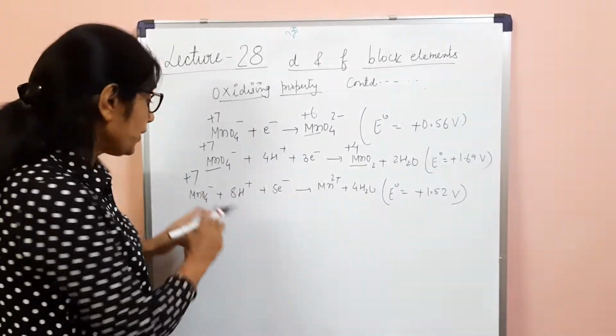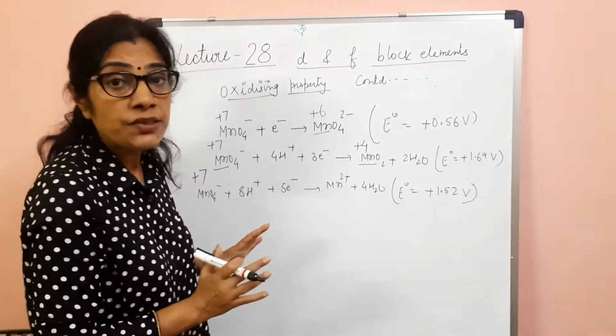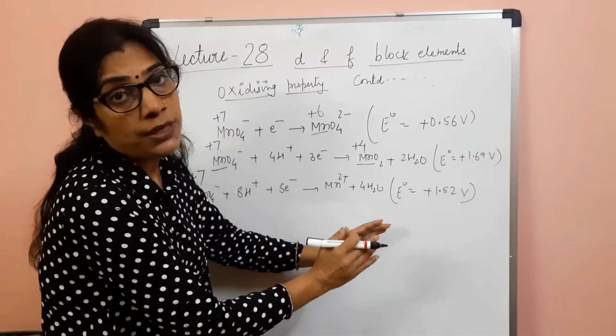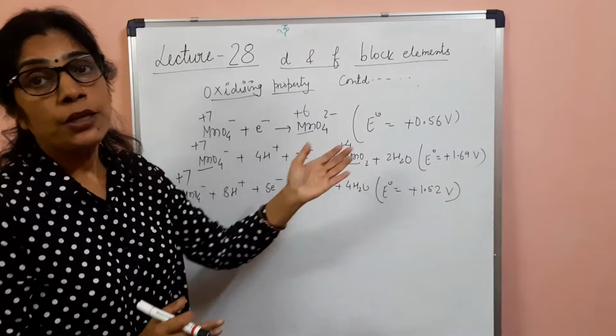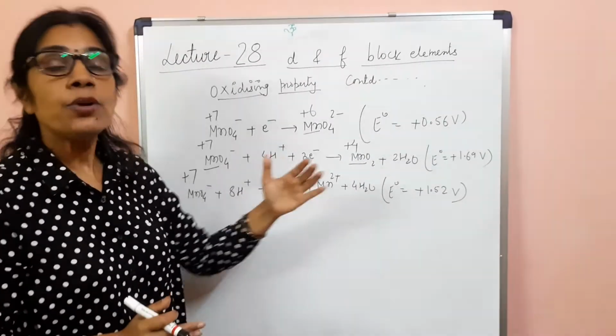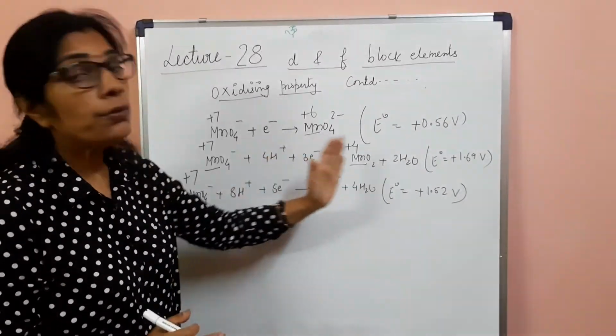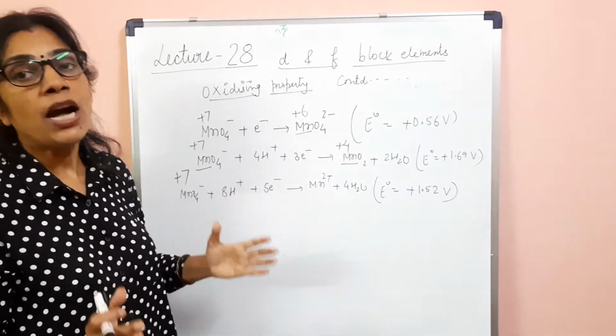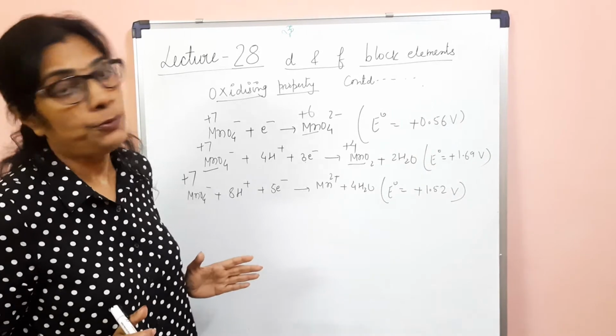As I said, you write the basic equation first, then I minus to I2, Sn2 plus to Sn4 plus, H2S to sulfur, oxalate to carbon dioxide, ferrous to ferric, and then add both the partial equations to get the final balanced redox equation.